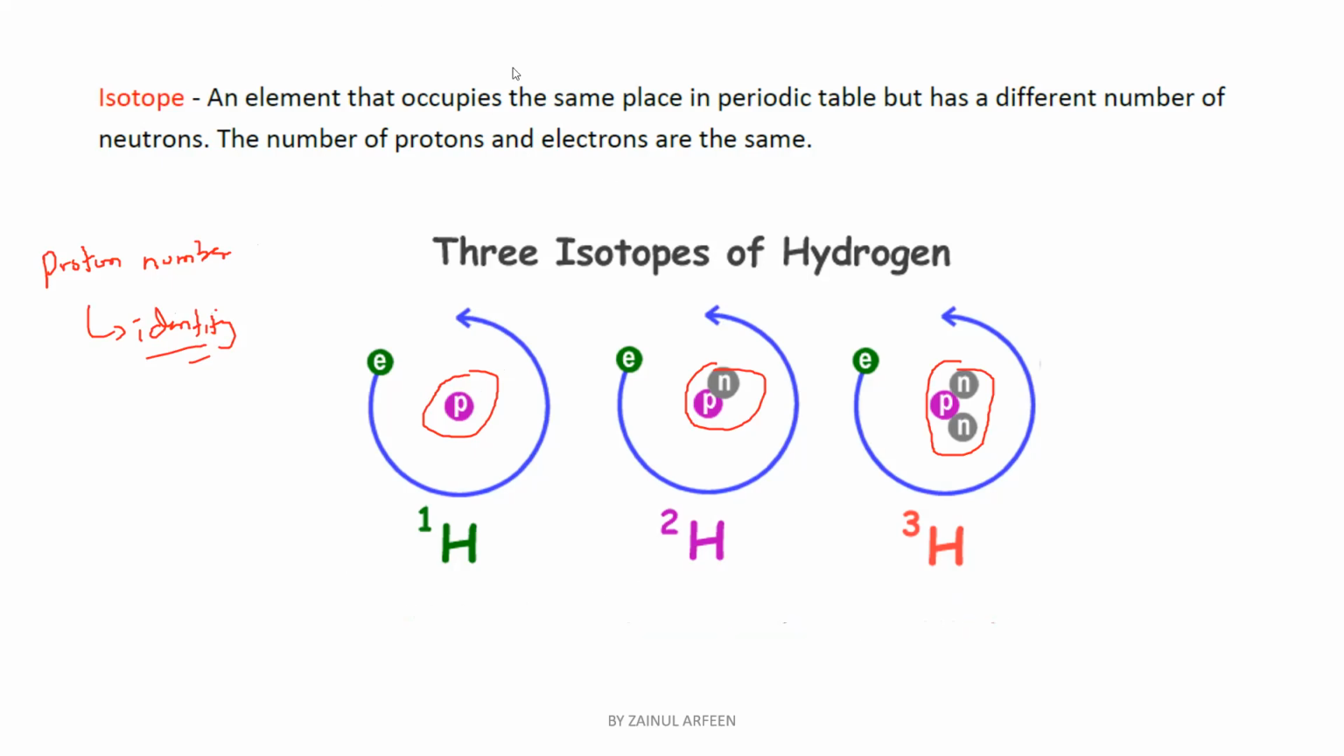But what is the difference between them? They have different numbers of neutrons in the nucleus. This one does not have any neutron, the other one has one neutron, and the third one has two neutrons. So when atoms have the same number of protons and different numbers of neutrons, we call them isotopes. This is the term we use to explain that they have the same number of protons and different numbers of neutrons.